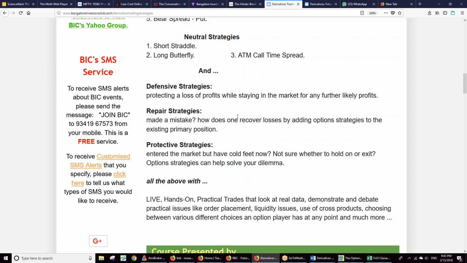And neutral strategies, well, how do you make money when the market is range bound or pretty flat? So this is definitely going to be one interesting place where we're going to be looking for the first time at how one could make money in a flat or a neutral market.